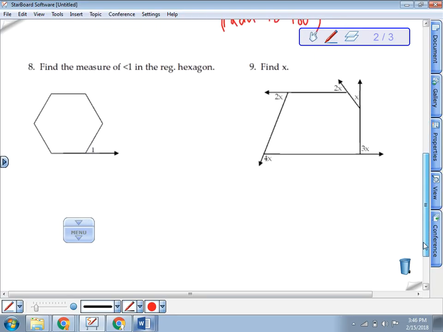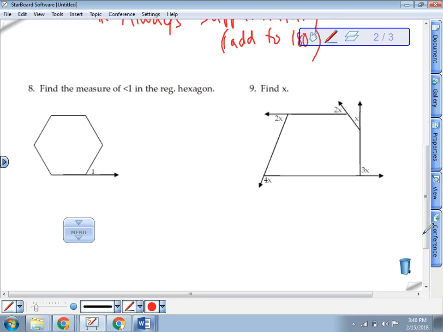And now here are two quick examples. For the first one, find the measure of angle 1 in the regular hexagon. Angle 1 is an exterior angle. We know all the exterior angles add up to 360, so I just take 360 divided by the number of sides, which is 6. So angle 1 is 60 degrees. Now, if we want to find this angle right here, we know that they're supplementary, or a linear pair. So I'm just going to take 180 minus 60, and that's going to equal 120 degrees right there. So be aware of supplementary angles.